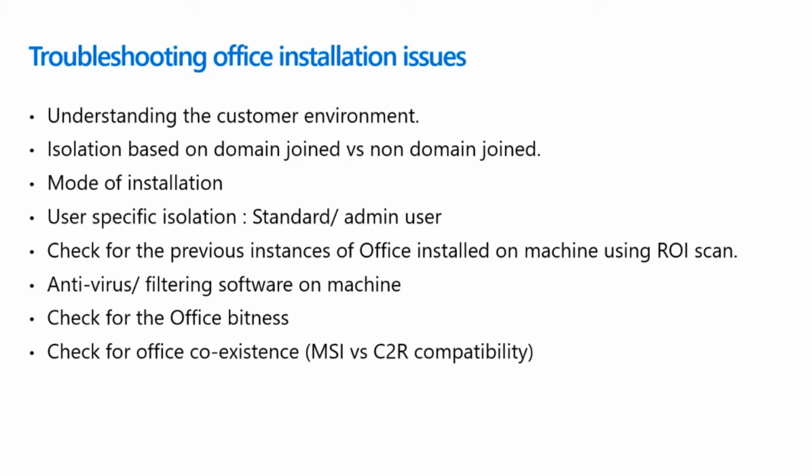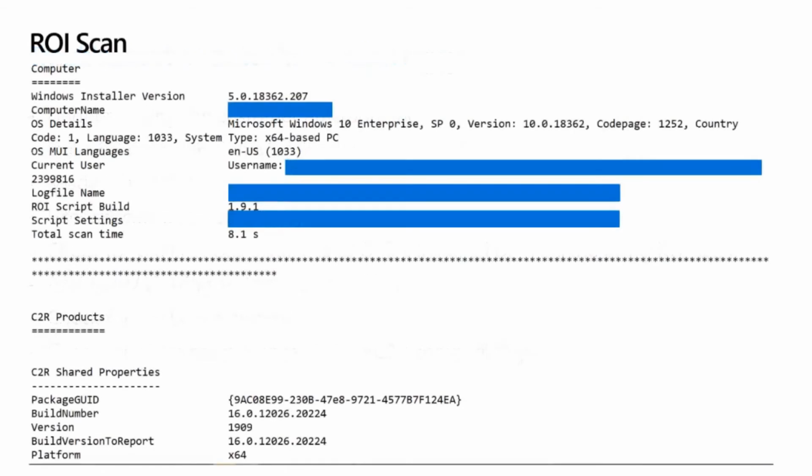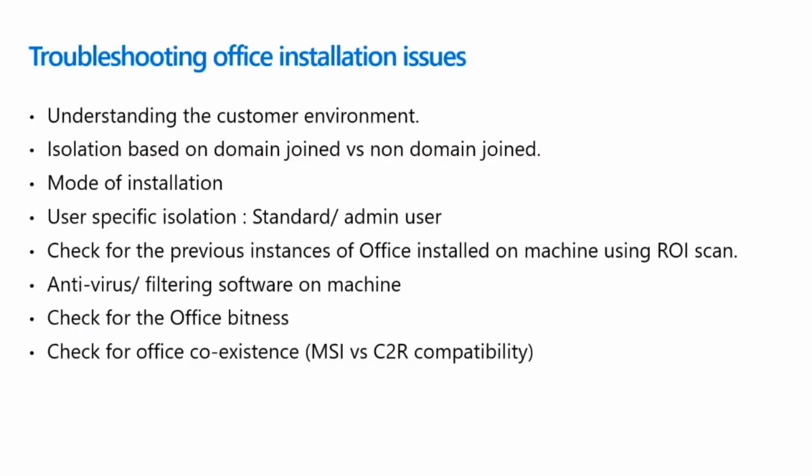And yeah, this previous instance is same what we discussed. We'll see on the next slide about ROI scan. And antivirus filtering software on machines. So that would also be one of the causes where it would stop you from installing or activating Office.